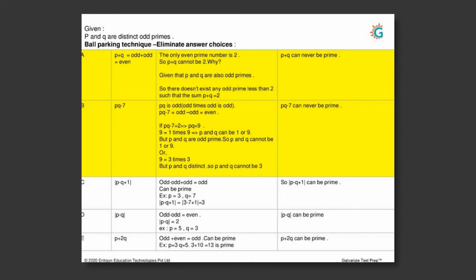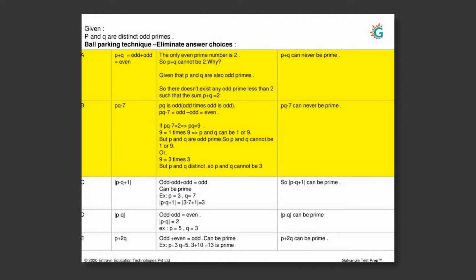Moving on to option C: odd plus odd plus odd, odd minus odd plus odd, or odd plus odd. The sum of 3 odd numbers will always be an odd number, so this can be a prime number. The example here is P equal to 3 and Q equal to 7: 3 minus 7 plus 1, I'm sorry, it has to be 5. If P is equal to 3, Q is equal to 7, the answer has to be 5 here. If P is equal to 3, Q is equal to 5, the answer would be 3, right? In either case, P plus Q minus 1 can be a prime number.